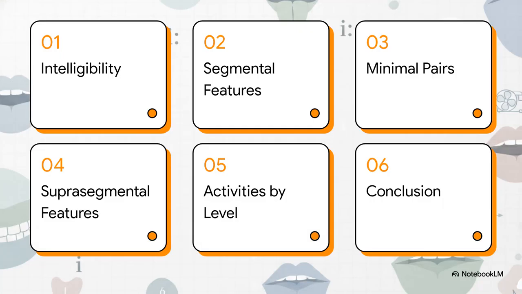Okay, here's our roadmap for today. We're going to cover intelligibility over accent, segmental features, minimal pairs and articulation, supersegmental features, activities by level, and finally, a quick conclusion. Let's just dive right in.